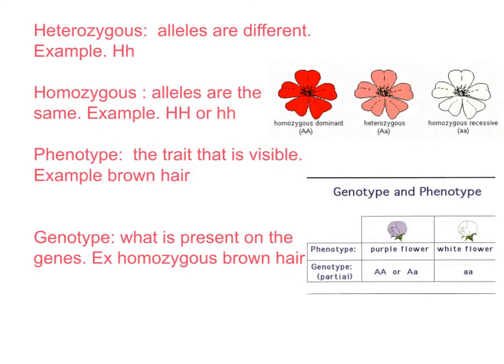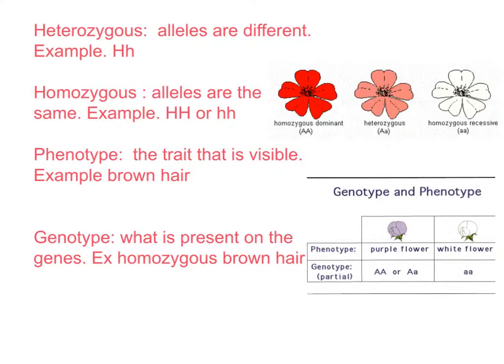These terms include heterozygous. Now, heterozygous means that the alleles are different. For example, if a person had brown hair, they would be big H, little h if they were heterozygous, having one allele for brown hair and one allele for blonde hair.